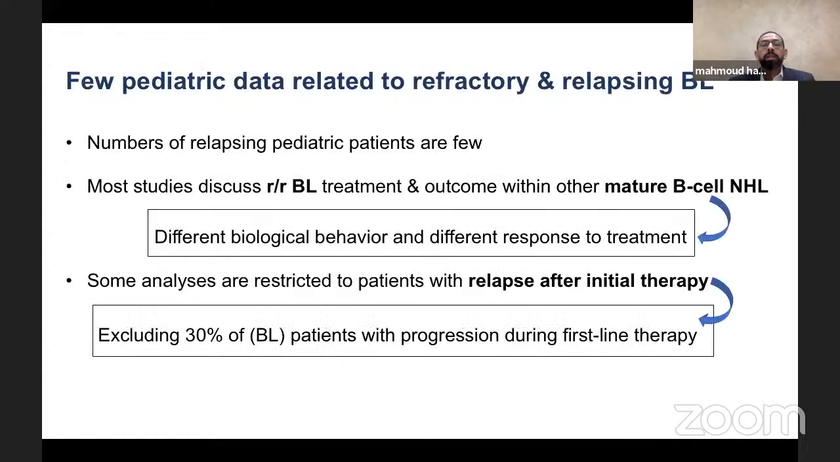Few pediatric data are available about refractory and relapsing Burkitt lymphoma, because fortunately we have few relapsing pediatric patients, and most studies discuss relapsing and refractory Burkitt treatment and outcome within other subtypes of mature B-cell lymphoma, despite their different biological behavior and different response to treatment. Also, some analyses are restricted to patients with relapse after initial therapy, and by this, they exclude about 30% of Burkitt patients who progress during first-line therapy.